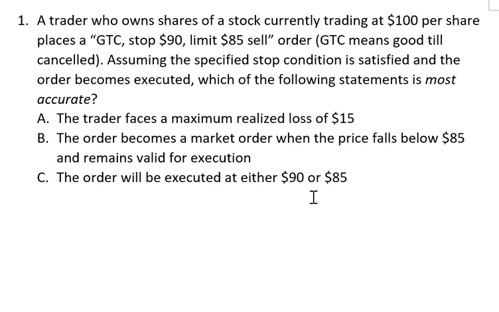The order becomes valid when the price falls to or below $90. The limit $85 sell indicates that the trader is unwilling to sell below $85. Thus, the trader faces a maximum loss of $15. The answer is A.